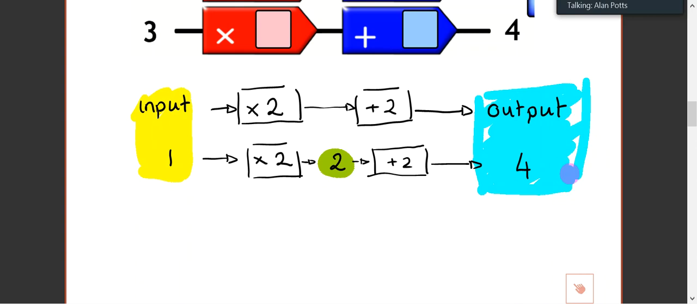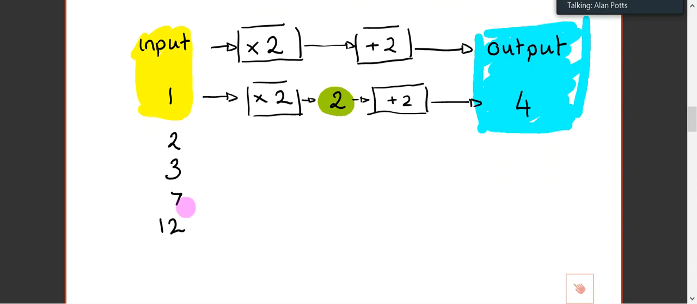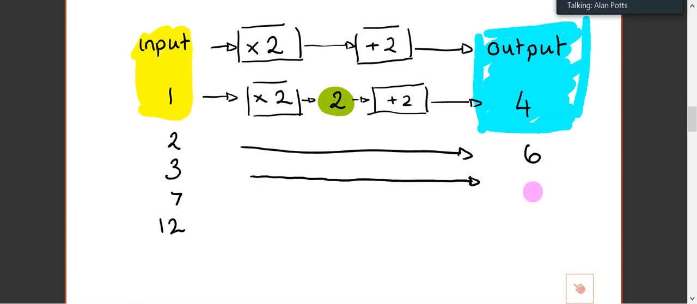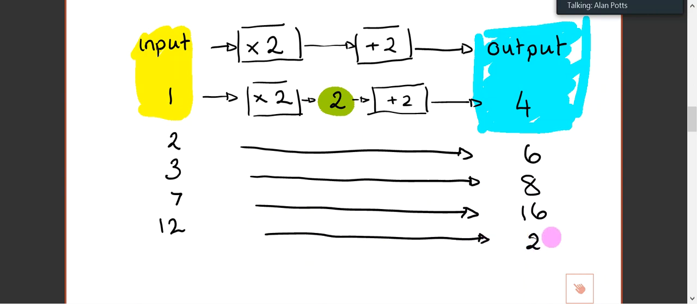So we've got a two-part function machine here. Now, with this task that you've just done, we didn't look at any other inputs. But what if we were to do other inputs like 2, 3, 7, and 12? What would the outputs become if we use different inputs, but with the same function machine? 2 times 2 is 4, 4 plus 2 is 6. 3 gives 8. I see the pattern. 14, 16, 26.